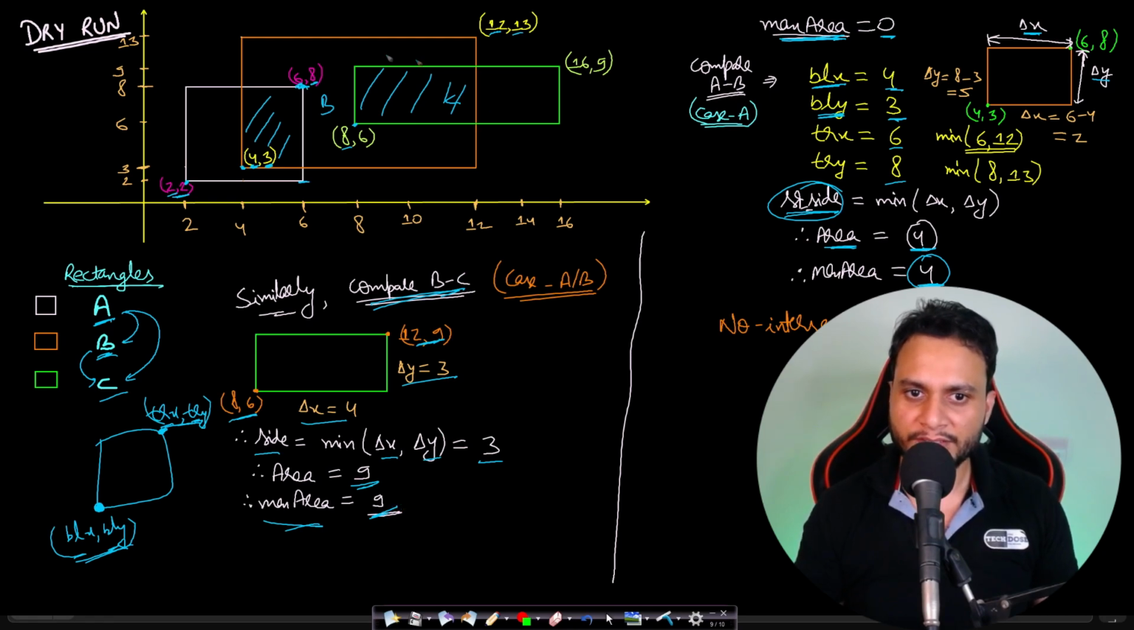In this case, yes, the previous max area known was 4, now it is 9, so I will update this to 9. And in this case I have done all possible combinations of comparison, A with B, A with C and B with C. Now A with C and C with A will be the same comparison, hence I will not be doing that, right? And so the answer in this case will be 9. I hope you were able to understand this.